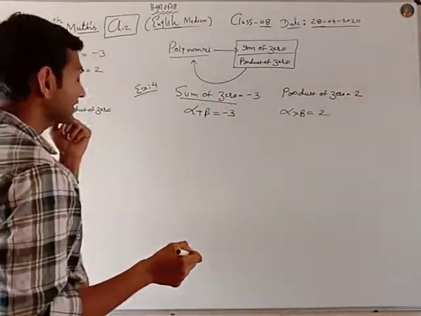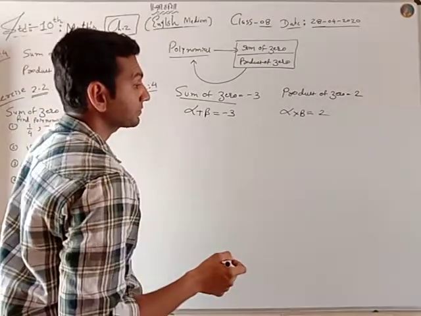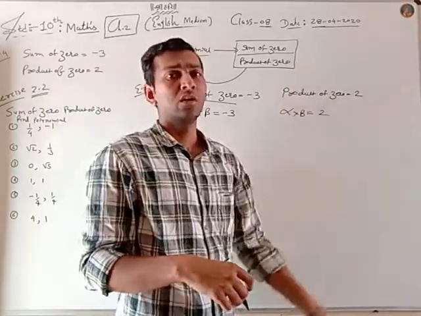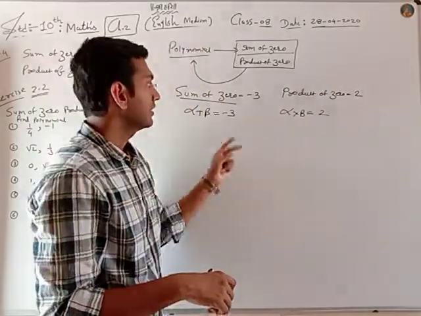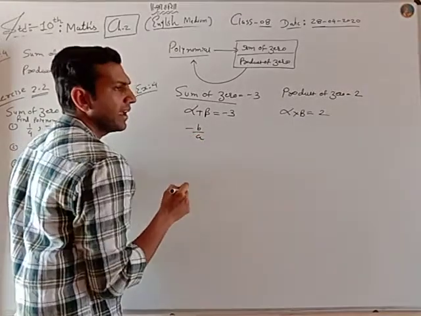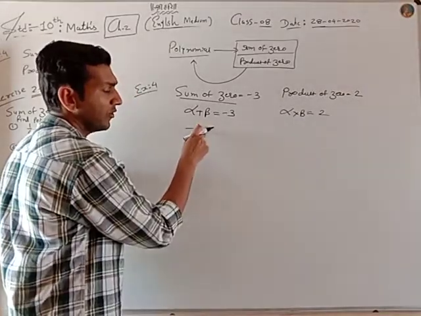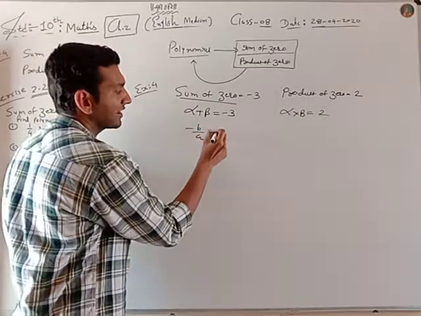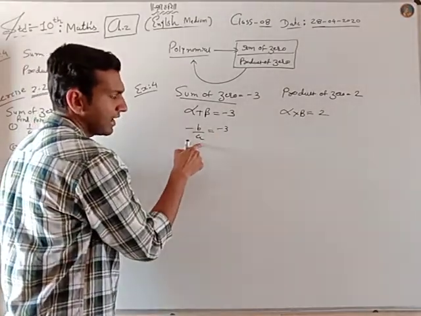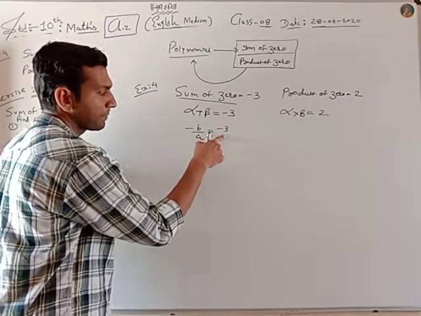In the last video we learned that in the case of a quadratic polynomial, the sum of zeros is always minus b by a, where b is the coefficient of x and a is the coefficient of x square. So alpha plus beta is equal to minus b by a, which is equal to -3.